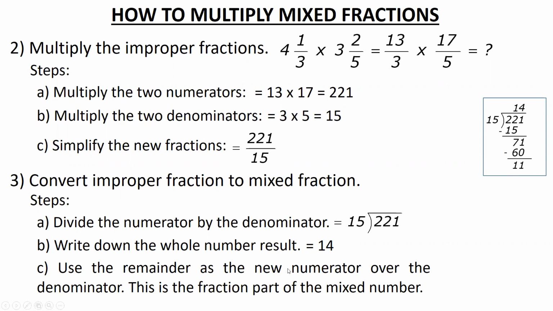Use the remainder as the new numerator over the denominator. This is the fraction part of the mixed number. So the answer is 14, and then the remainder being the new numerator over the denominator. And this is the fraction part, 11 over 15. That is the fraction part of the mixed number. So the answer is 14 and 11 over 15.